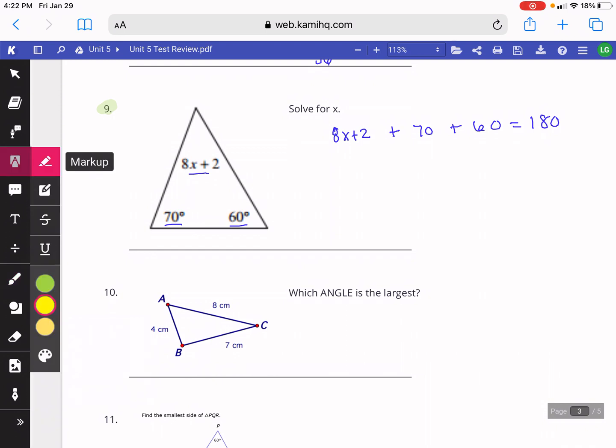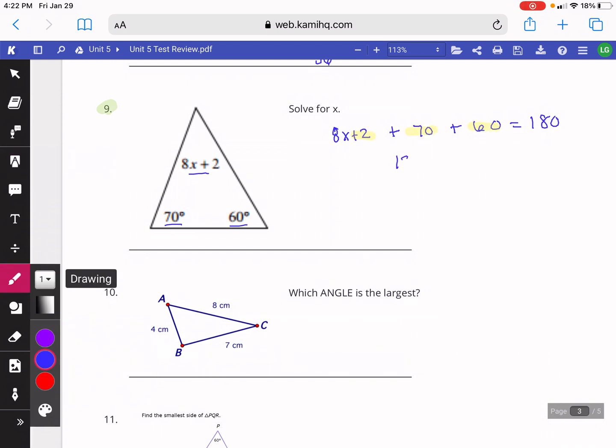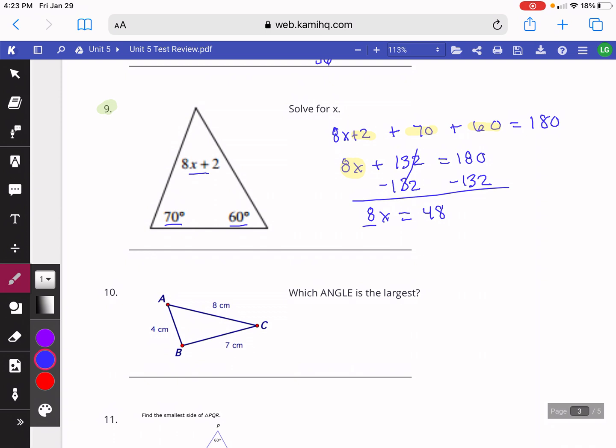So here I'm going to combine like terms, 72 and 60 add up to 132. So now I have a nice smaller equation I can solve for x. 8x is stuck together right now, so I'm going to subtract 132 first. And then I can divide by 8. So my answer for x is 6.